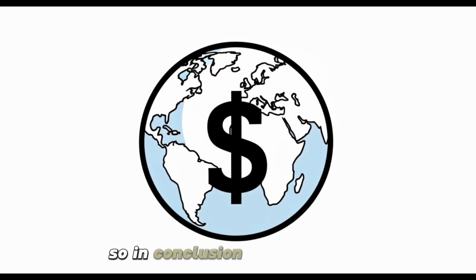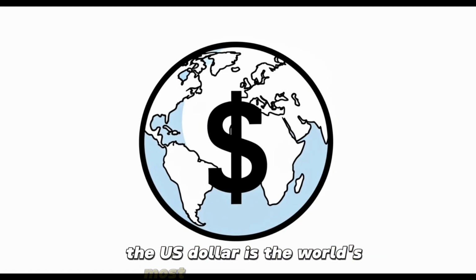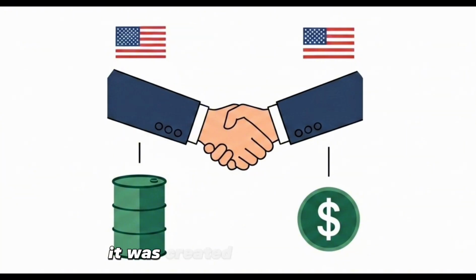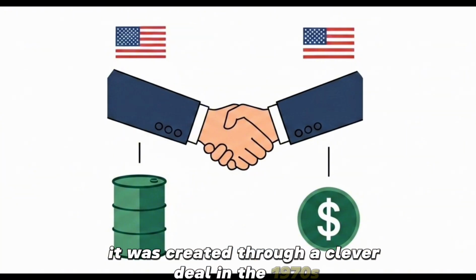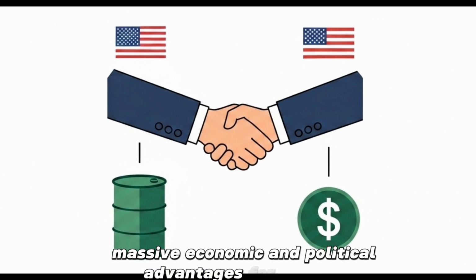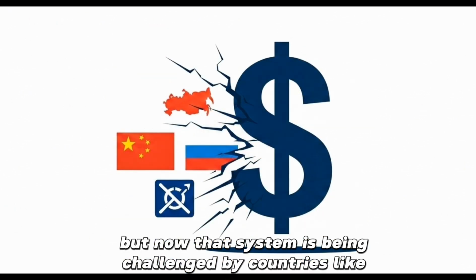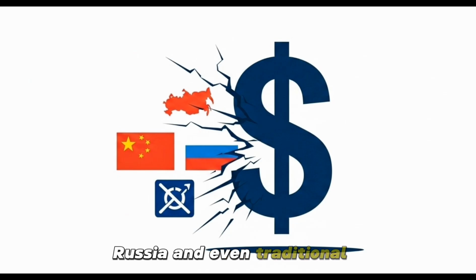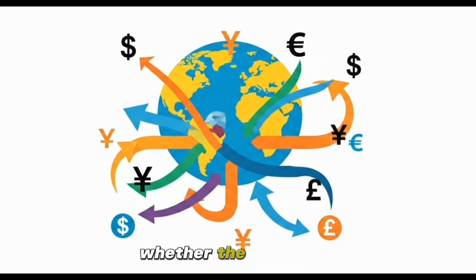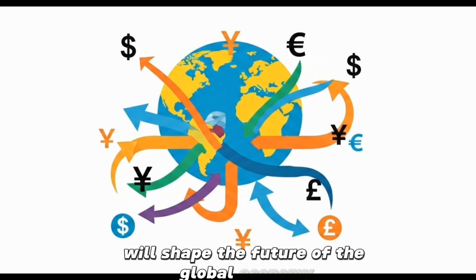So, in conclusion, the petrodollar is one of the main reasons the US dollar is the world's most powerful currency. It was created through a clever deal in the 1970s and has given the US massive economic and political advantages for decades. But now, that system is being challenged by countries like China, Russia, and even traditional US allies. Whether the petrodollar survives or collapses will shape the future of the global economy.